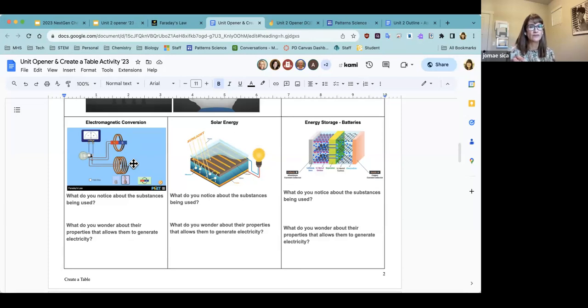This time I am going to have you waterfall. Again, pick one question or the other to answer. What do you notice about the substances being used here? Or what do you wonder about their properties? You are all teachers, so put yourself in the mindset of the students and think about what you think students would say when you're posting. We're going to type out our response, and then in about a minute, I'll have everybody hit enter.